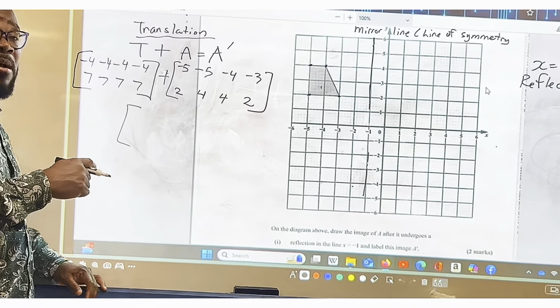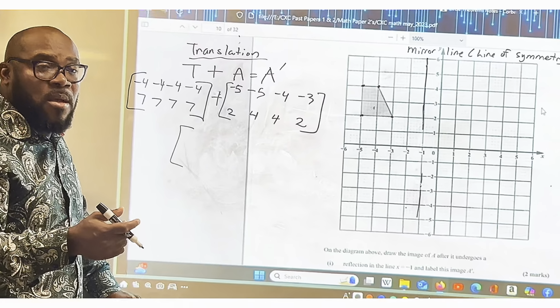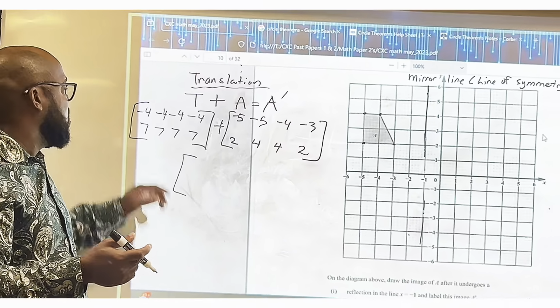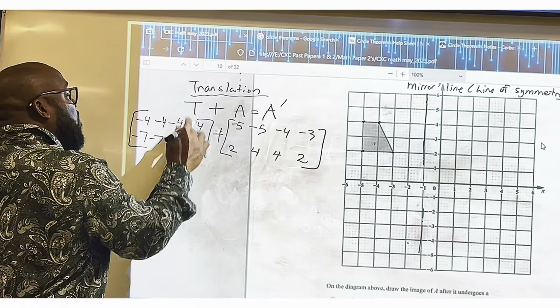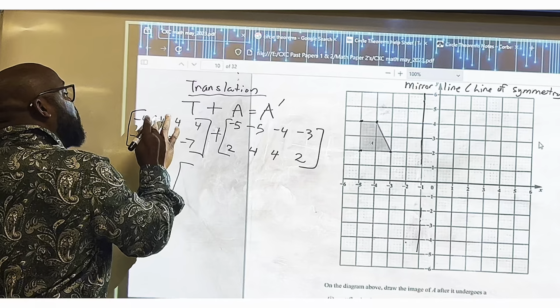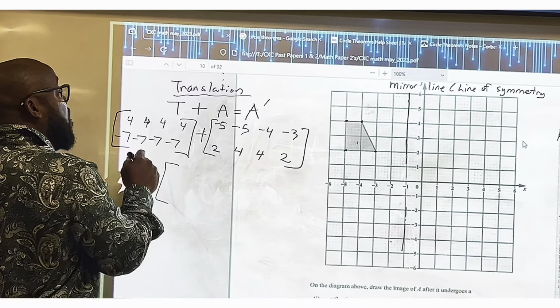Don't pull the calculator. It's 4, negative 7? Yes. My bad. Thank you for the correction. So it's easier for you now, so now you come.